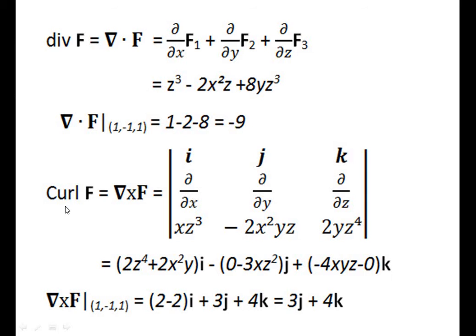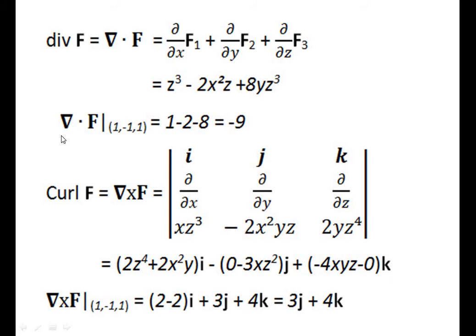Then next we want to find the curl of f, that is del cross f equal to the determinant of i, j, k, del by del x, del by del y, del by del z, and xz cube, minus xz cube, then minus 2x square yz, then 2yz raised to 4. This is f1, f2, f3. Then after calculation, substituting the values 1, minus 1, 1 for x, y, z respectively, we get 2 minus 2i cap plus 3j plus 4k cap, that's equal to 3j plus 4k.